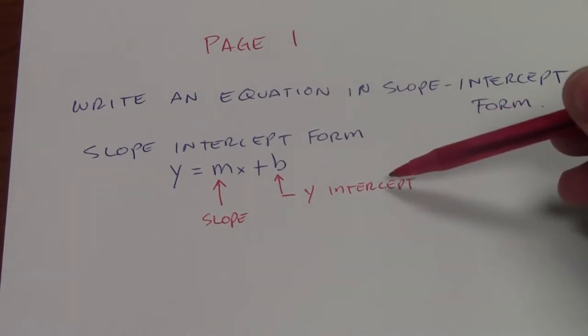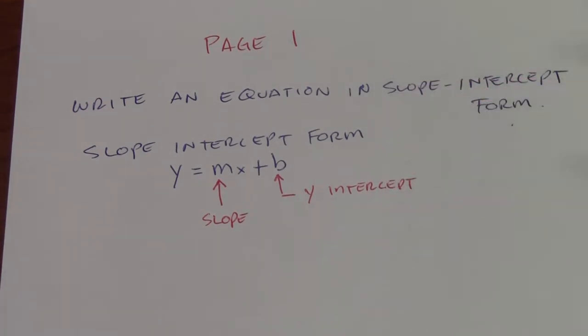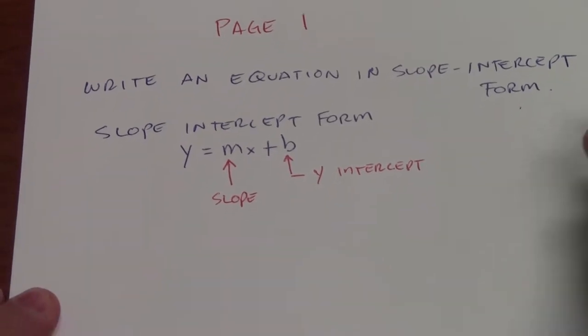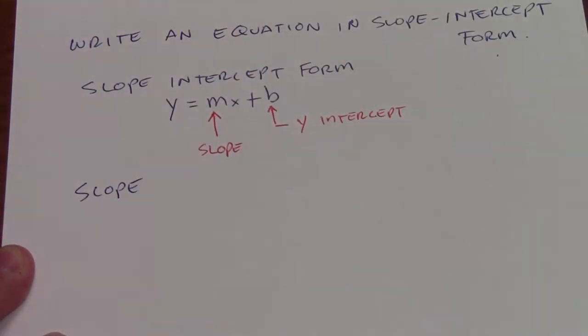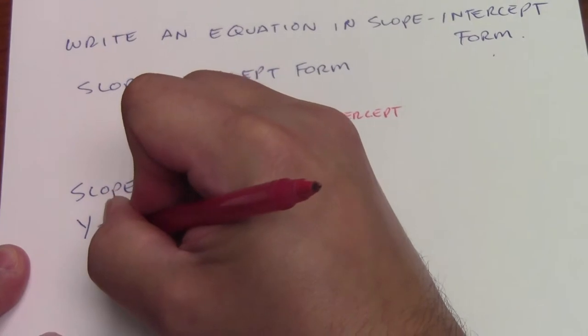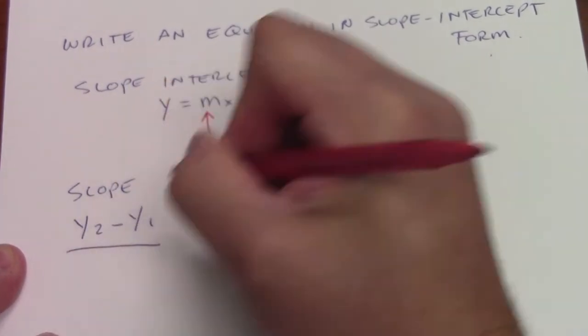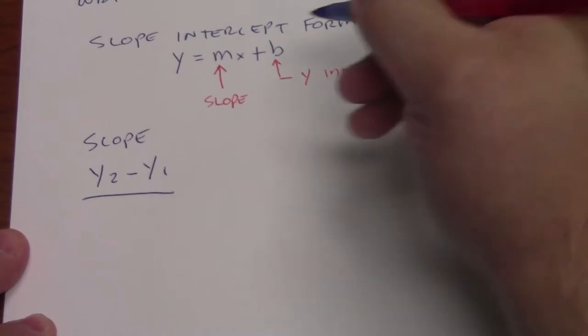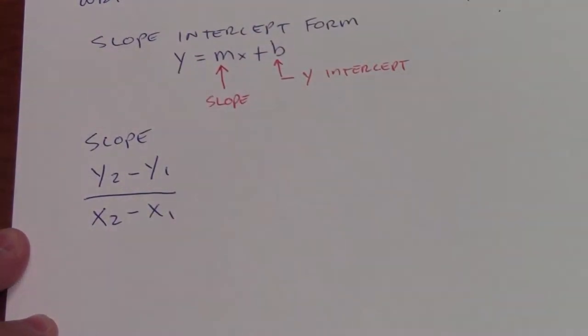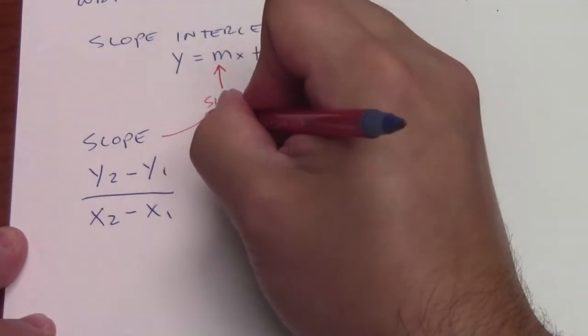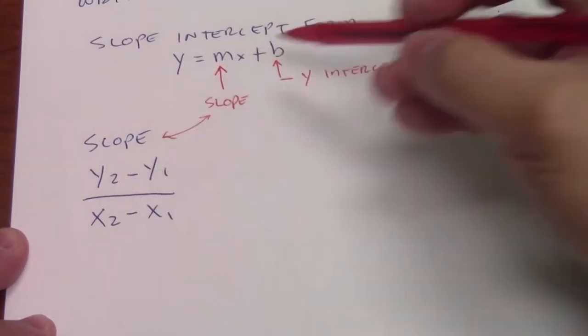Now, if you can graph your equation, or they're going to give you points, if you can graph the points and you can see the y-intercept, you can just use that. Otherwise, we'll just use the equation to solve it. All right. Now, so we're going to use slope. That's just going to be y2 minus y1 over x2 minus x1. This formula will get us m.